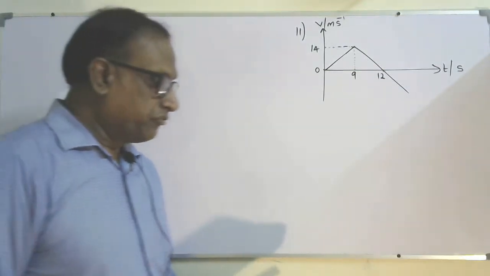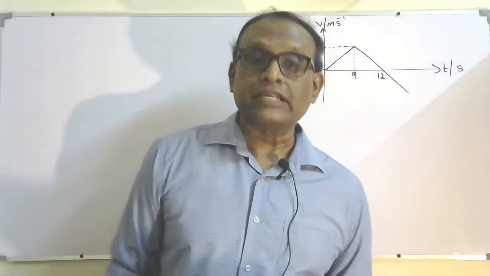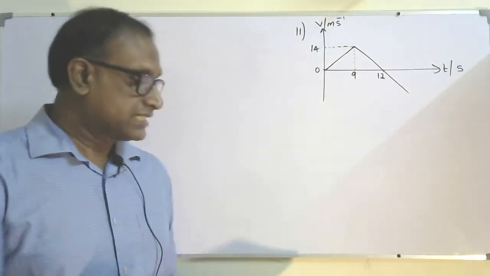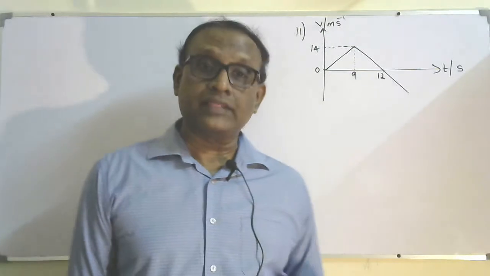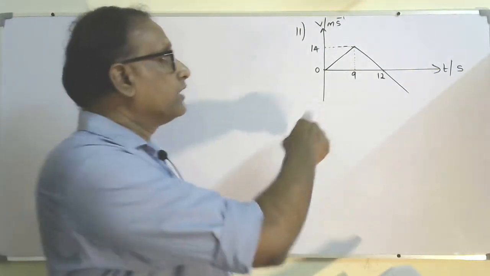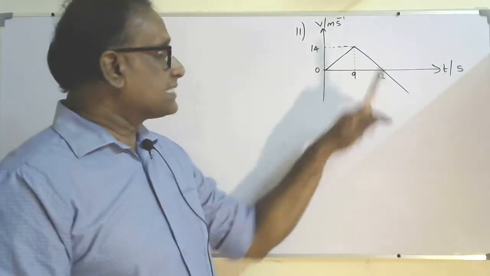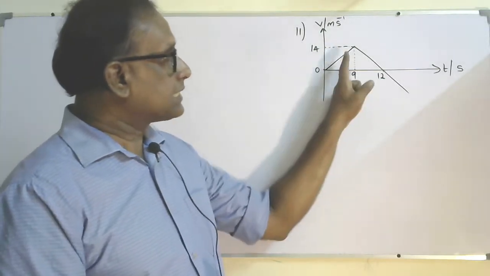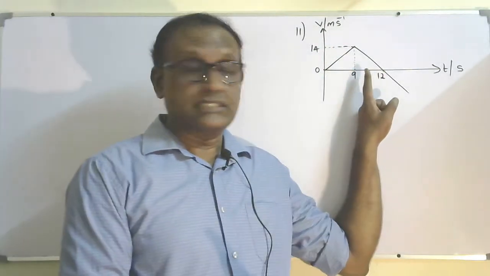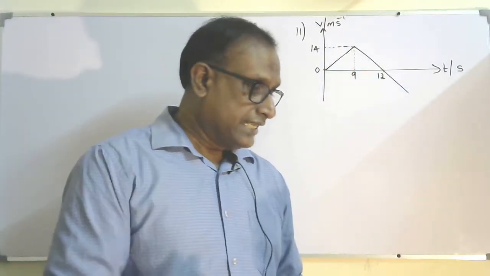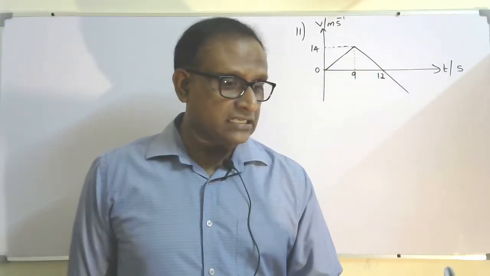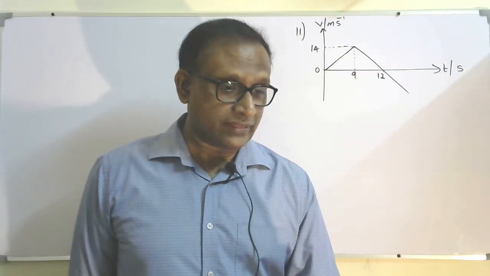Okay, question number 11, the above graph is given. The graph shows how the velocity of an object varies with time. I showed the values: at 9 seconds, the velocity is 14 meters per second. At 12 seconds, the velocity becomes 0, and then it's a straight line. The question is: describe how the acceleration of the object varies with time.